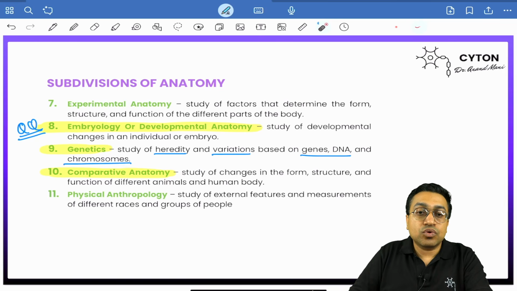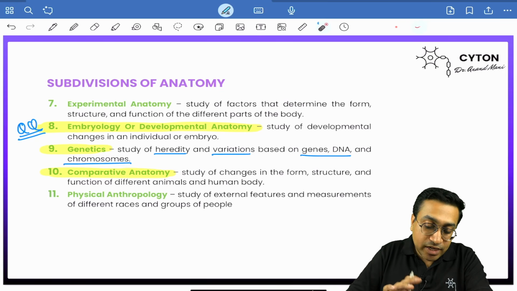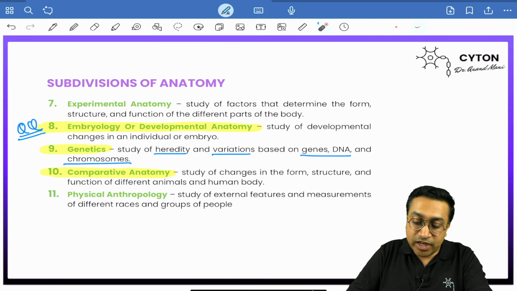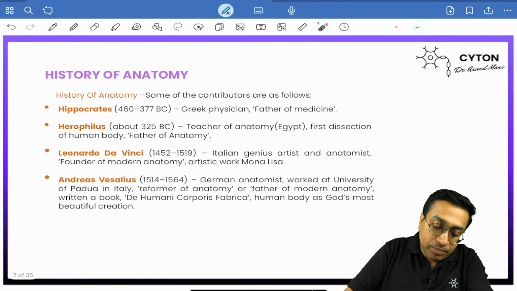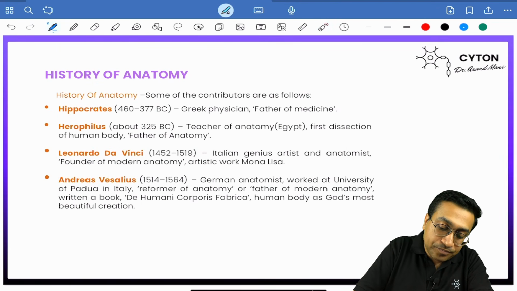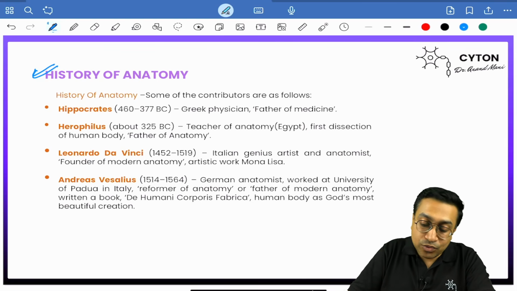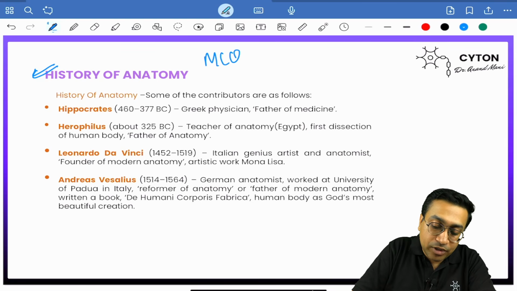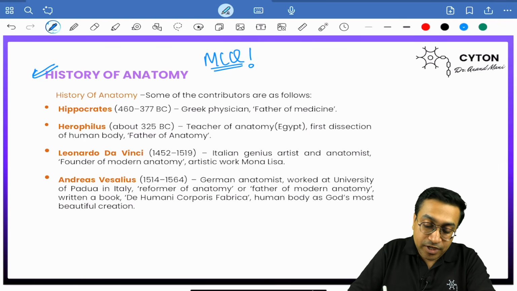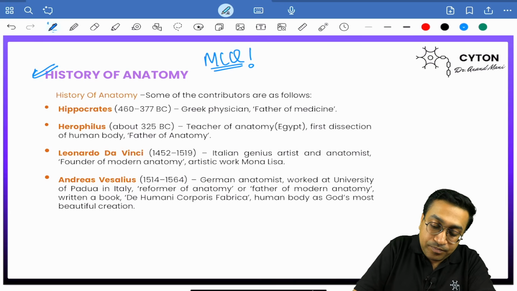Okay, so after understanding all these subdivisions of anatomy, I come on to the topic that is the history of anatomy. The history of anatomy is again very interesting, and it has a lot of MCQs which are framed from this topic. So you should know about this as very important, which I will again highlight.